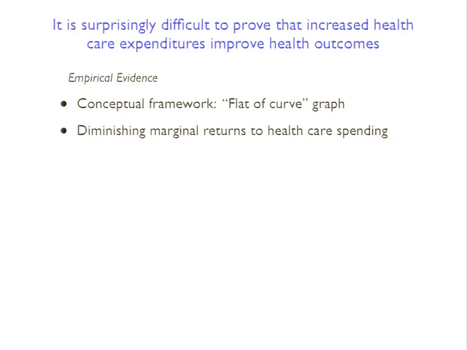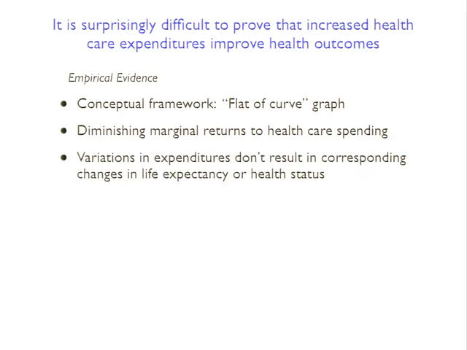So this is something that we're going to come back to repeatedly. But because of this, often what we see is that variations in expenditures across regions don't result in corresponding changes in life expectancy or in health stats. So a lot of the variations we might see between, say, different areas of the country or even different countries might be a variation between spending this amount up here versus this amount over there. And you can see that the difference in total health between those two points is not very large, even though the spending difference is not trivial.